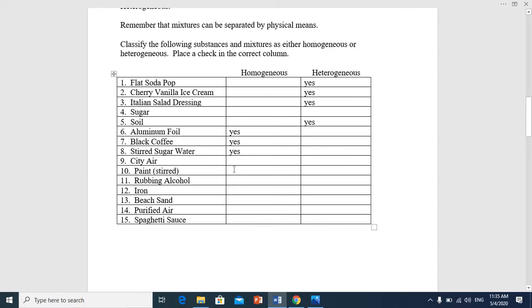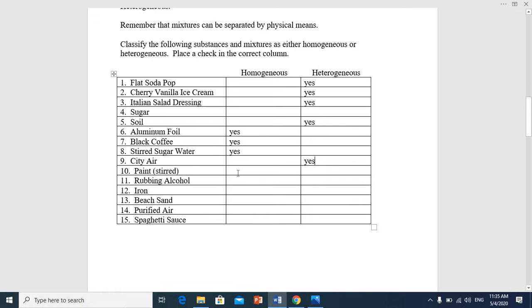City air. City air means, you know, that's polluted air, a lot of smoke inside it. So can you see it inside by your eye or differentiate the smog or the clouds and so on? So the city air, I think you will have to say it's heterogeneous.